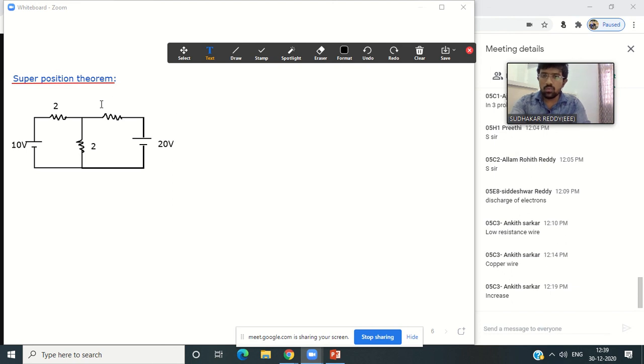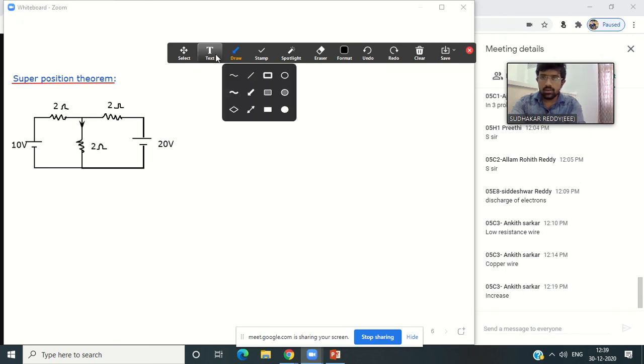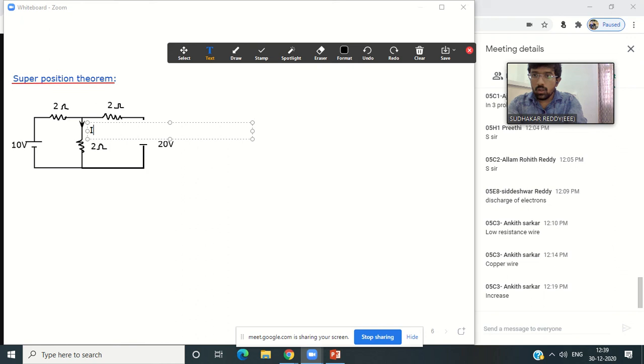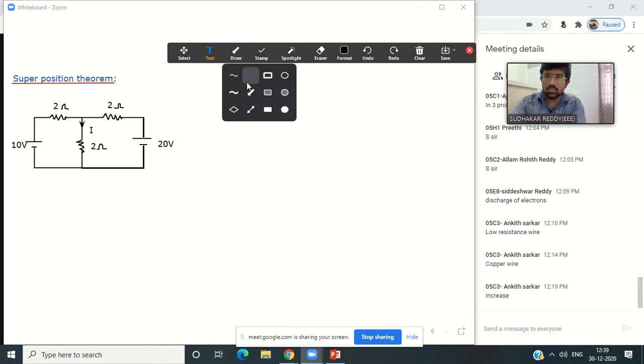Now what I'm expecting from your side is, you want to find out the current passing through this 2 ohm resistance. How to find out this current? KVL. If you want to apply KVL, you should know the current. Good. Mesh analysis we need to apply, right?